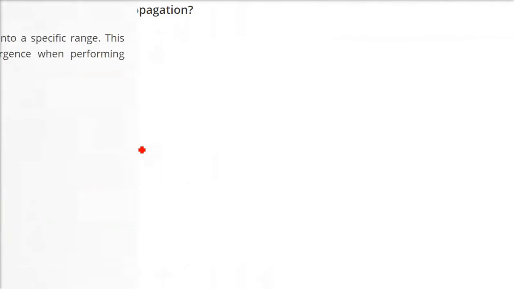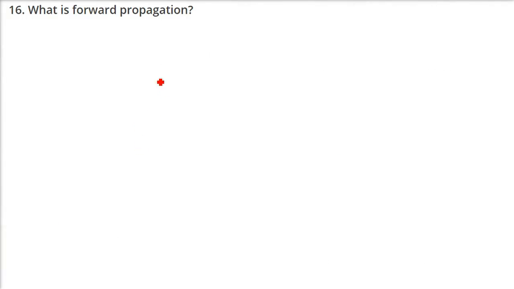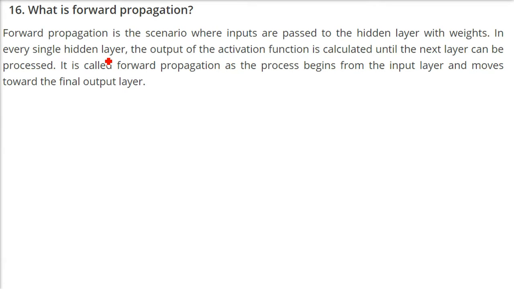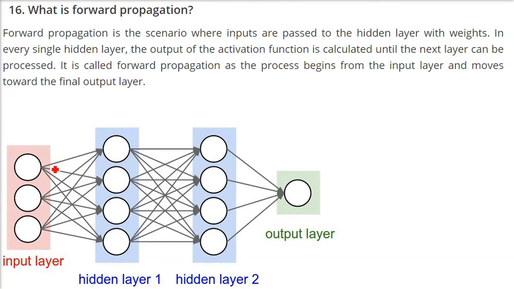What is forward propagation? Forward means going ahead. Propagation means streaming or sending. So forward propagation is the scenario when inputs are passed to the hidden layers with weights. So you have weights here. These are the input layer, the output layer, and inside we have the hidden layers.